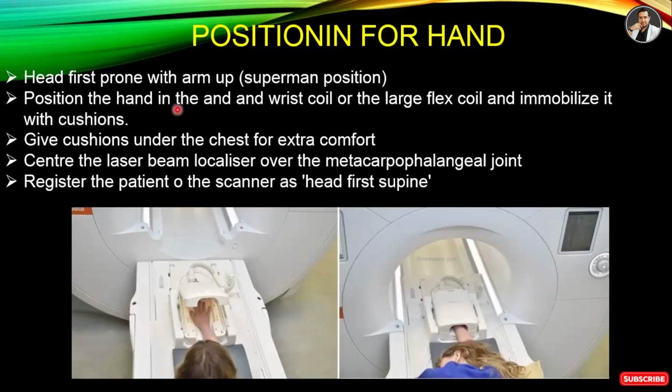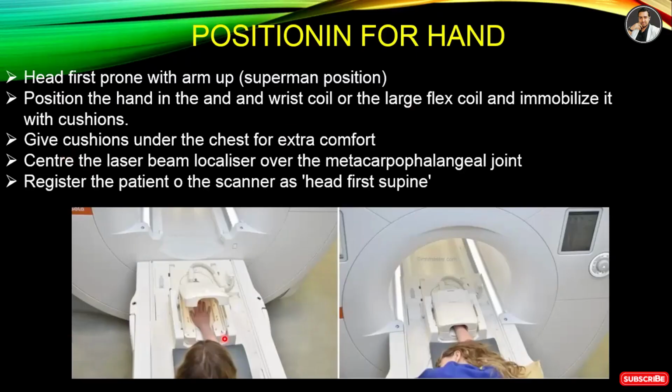The hand will be in the hand and wrist coil. Here, the hand is written twice. Hand and wrist coil or the large flex coil, and immobilized with cushions. Here is the large flex coil. If the hand and wrist coil does not hold the position, then we can use the flexible coil.